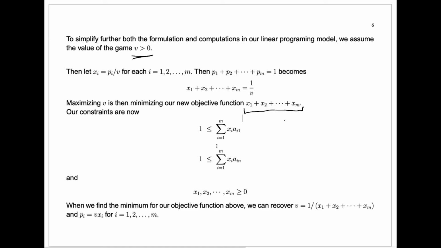And what are the constraints? Well, remember, we used to have that these sums were greater than or equal to v. We divide these sums with a p sub i here, greater than or equal to v. Dividing by v, we get 1 is less than or equal to this sum from i equals 1 to m of x sub i a_i1. The same thing, 1 is less than or equal to the sum of x_i a_i2, all the way up to 1 is less than or equal to the sum of x_i a_in. And now instead of having all the p's be positive, since we've already assumed v is positive, we just have all the x's positive.